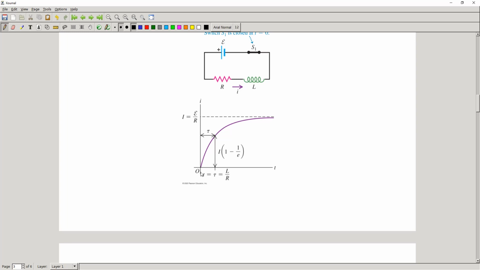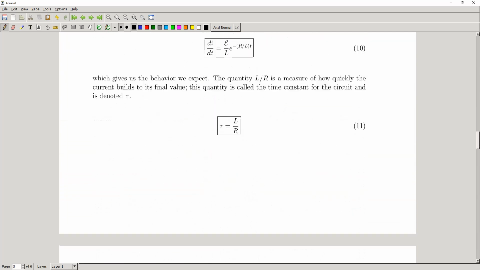And so we can see that at the time L over R we have this value. If you were to take L over R and substitute it back into your expression for I, you would end up with this value here, and this is really this height here, right, as you can see from the plot. Okay, so that was the first example we want to look at.